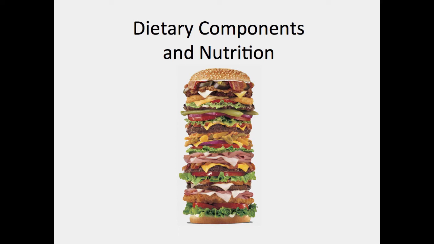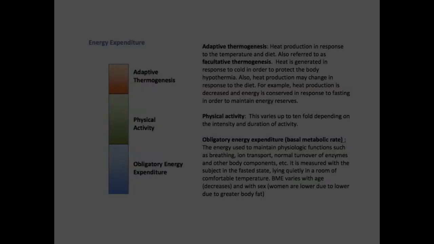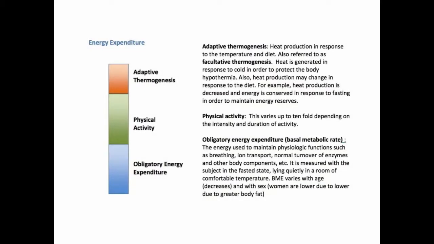The energy we expend can be divided into 3 components, and these are shown on the bottom of page 1. The first of these is obligatory energy expenditure. This used to be called basal metabolic rate, and it is the energy we use when completely at rest to maintain our basic metabolism. And this involves things such as ion transport, protein synthesis, and basic functions such as breathing. And this component stays fairly constant.